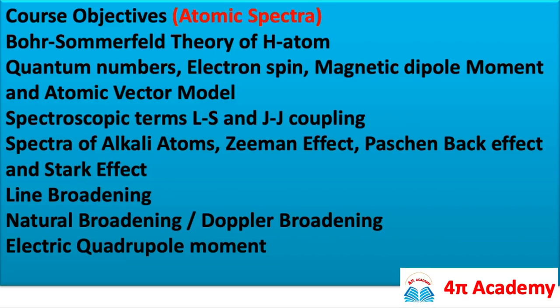Then we will discuss some coupling schemes such as LS and JJ coupling, and we will compare these coupling schemes with respect to atomic spectra and nuclear spectra. Further in this lecture series, we will discuss some important effects such as the Zeeman effect, which happens due to the presence of a magnetic field.